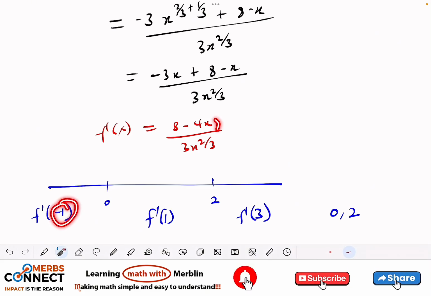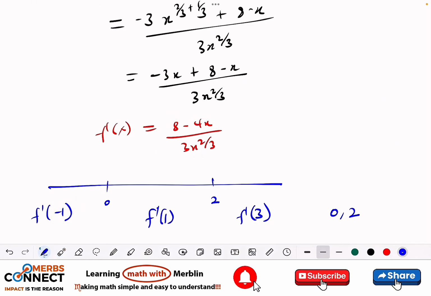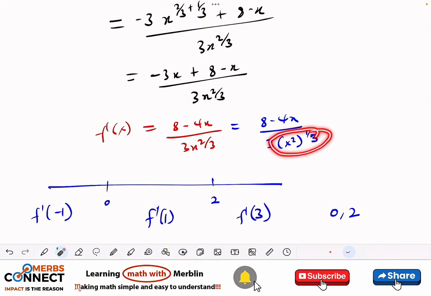So plug in minus 1 inside this. Now note that this is 8 minus 4x divided by, the denominator here can be written as 3x squared to the power 1 over 3. We are not interested in the denominator, because since this one is squared, whether it's positive or negative, the denominator is going to be positive. So we are interested in the top, whether it's going to be positive or negative. You can use a calculator to check it. If we are using a calculator, you just plug in minus 1 and find out whether you are getting a negative or positive answer. But since I'm not using a calculator, plug in minus 1 and the top will be positive.